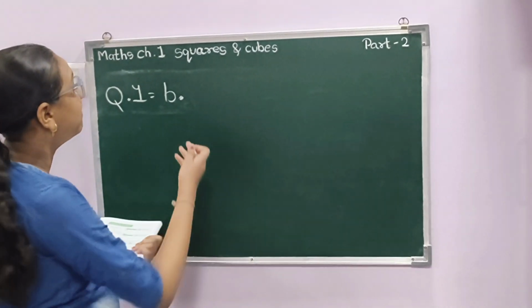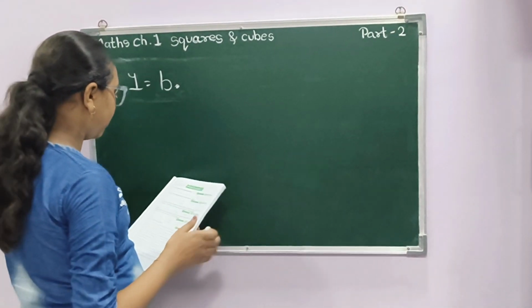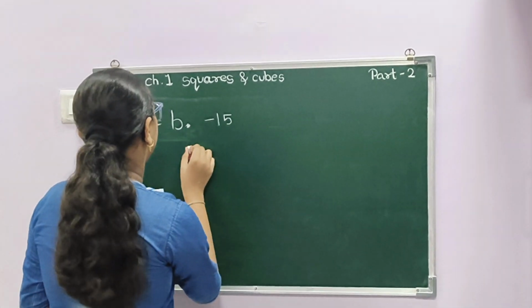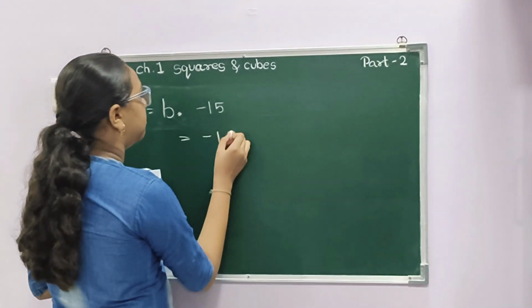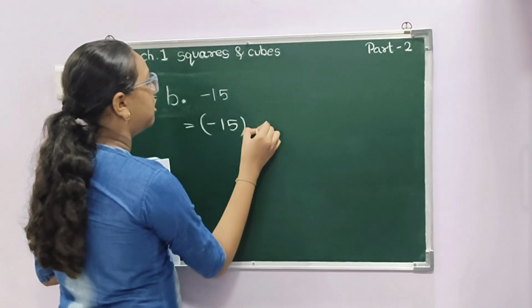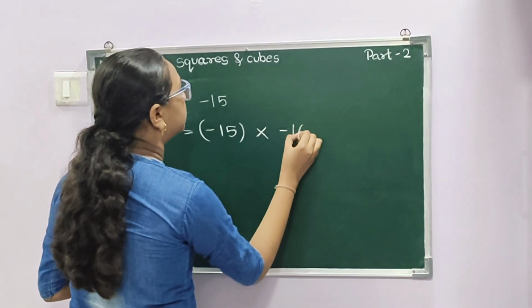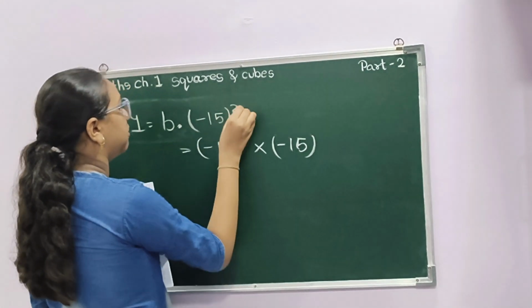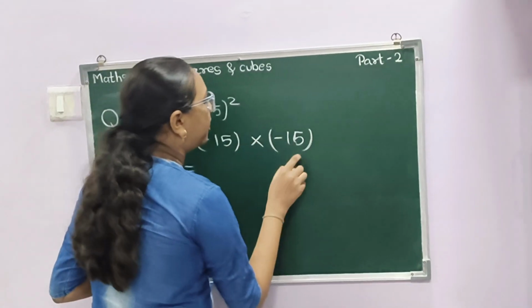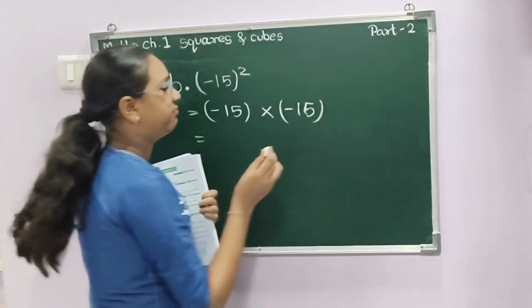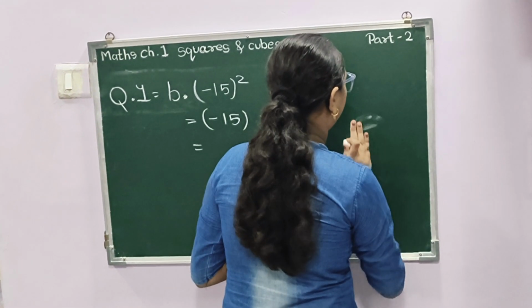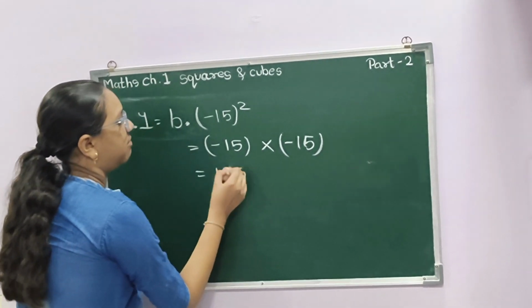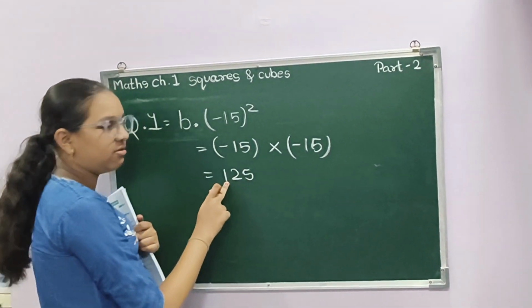So now we will solve this B question. So what is B? Minus 15. Now equals to minus 15 into minus 15. Okay. Now 15 into 15 equals to 225, and negative times negative equals to positive.